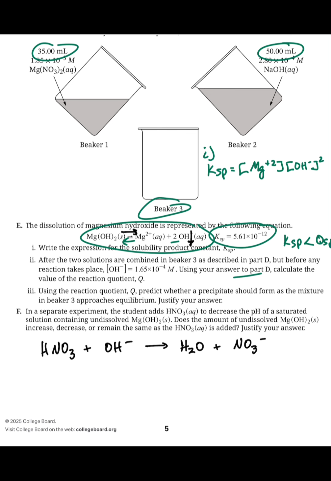If we think about it as well, we're now decreasing the Q value. So the Q value is going to go down, which should then be a smaller value in comparison to K. And because of that relationship where Q is less than K, it shifts in the forward direction. And so when we think about what answer choice we're going to pick, we're thinking about, well, how is the undissolved magnesium hydroxide going to change? And we're going to say that the amount of it is going to decrease because now it is going to want to shift in that forward direction in order to make more of the hydroxide ions.